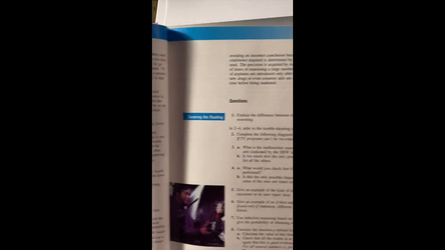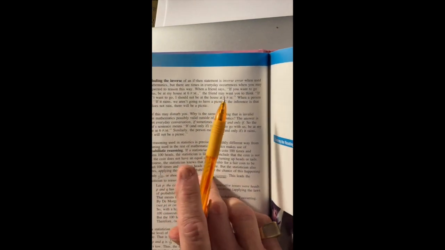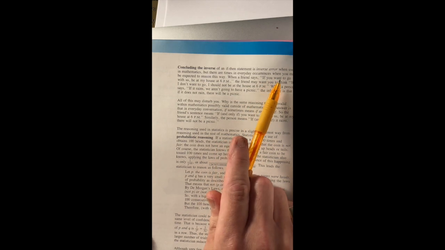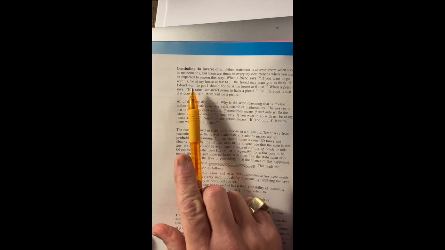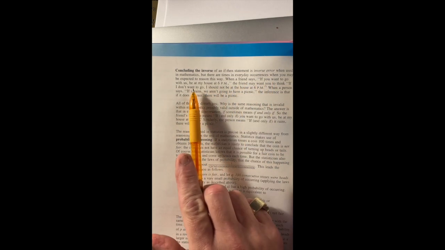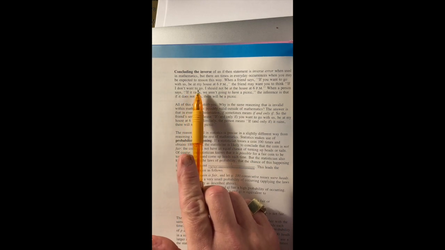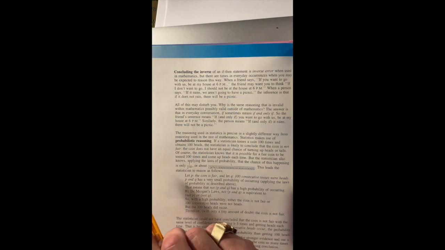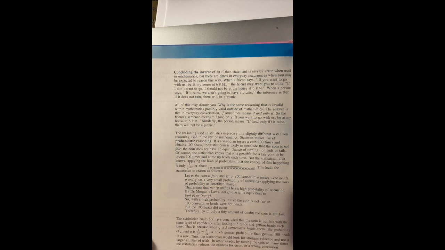And then concluding the inverse of an if-then statement is inverse error when you do it in mathematics, but in everyday occurrences you're sort of expected to reason this way. If you want to go with us, be at my house at 6 p.m. If you don't want to go, you should not be at the house at 6 p.m. When a person says if it rains, then we're not going to have a picnic, the inference is that if it doesn't rain, there will be a picnic.